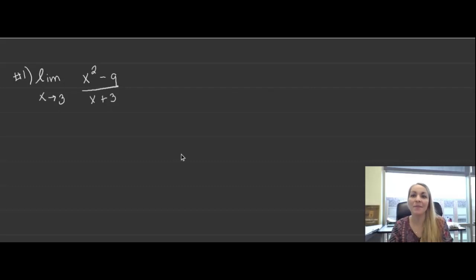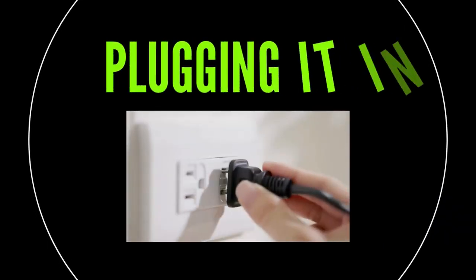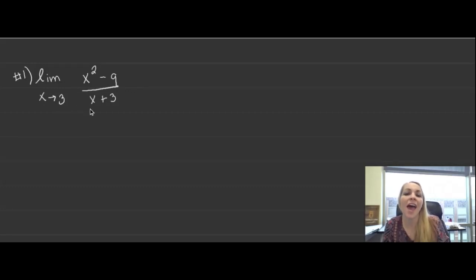Here's our first problem. The limit as x approaches 3 of x squared minus 9 over x plus 3. Remember the first thing we want to try? We want to try plugging it in. So I'm going to plug 3 everywhere I see an x.